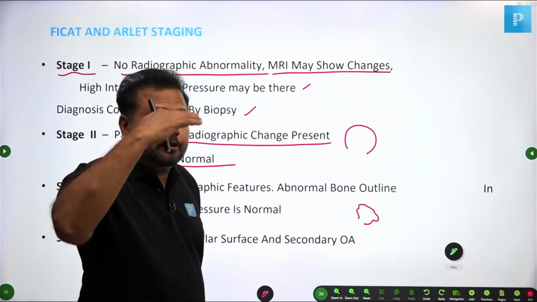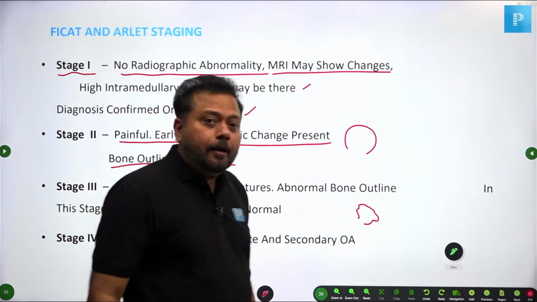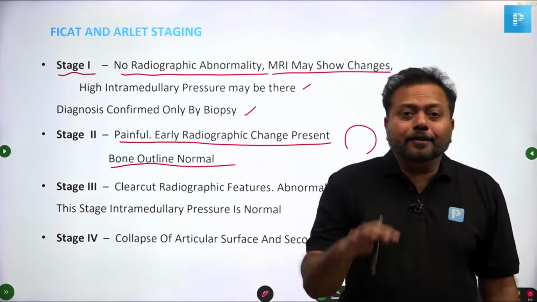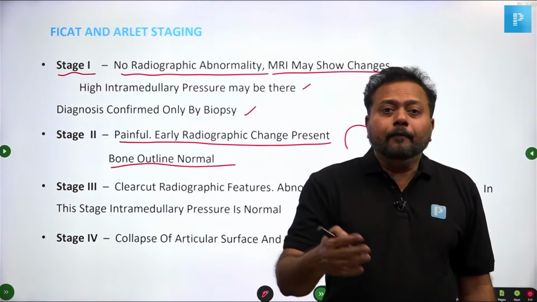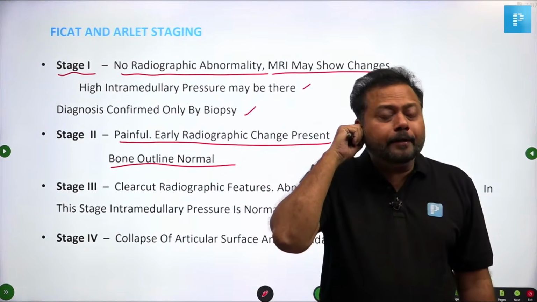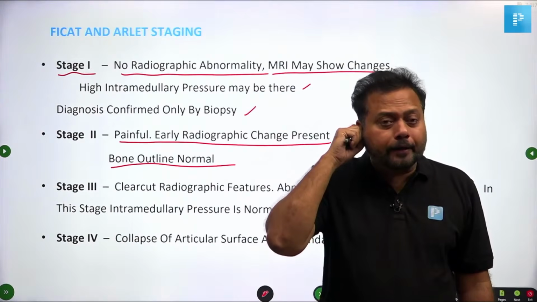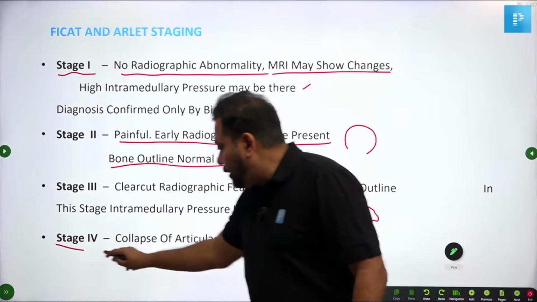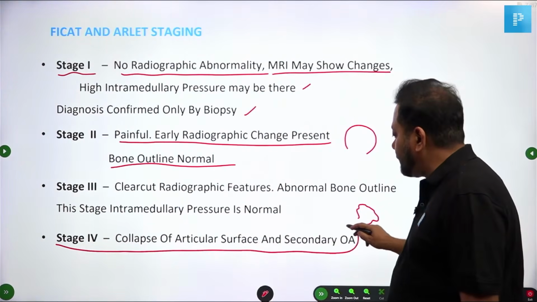That's called a mushroom shaped head. So that may be flattened, the shape of the head is altered. When the shape of the head is altered and the patient continues to walk, it rubs against the acetabulum, and that will predispose to secondary osteoarthritis. So that is stage 4: collapse of articular cartilage and secondary OA.